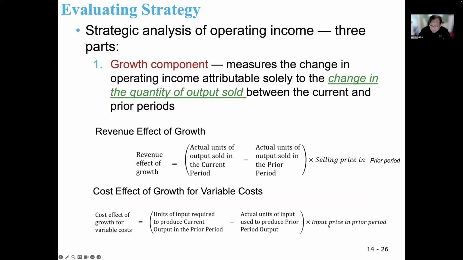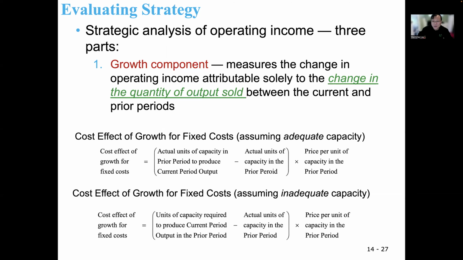$60 per hour, right? And then the actual unit of input in the prior period. So the actual input is how much labor hours spent in the prior period. And then the units of input required to produce current output in the prior period. So this tells me how much labor hours will be required in the prior period to produce current output.